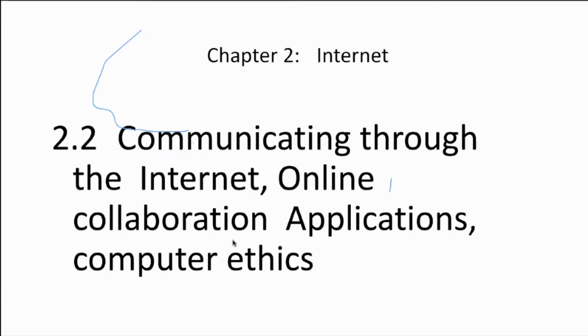I can't explain everything in Sinhala because that's not ethical for our university. If someone complains, that's not good for me.